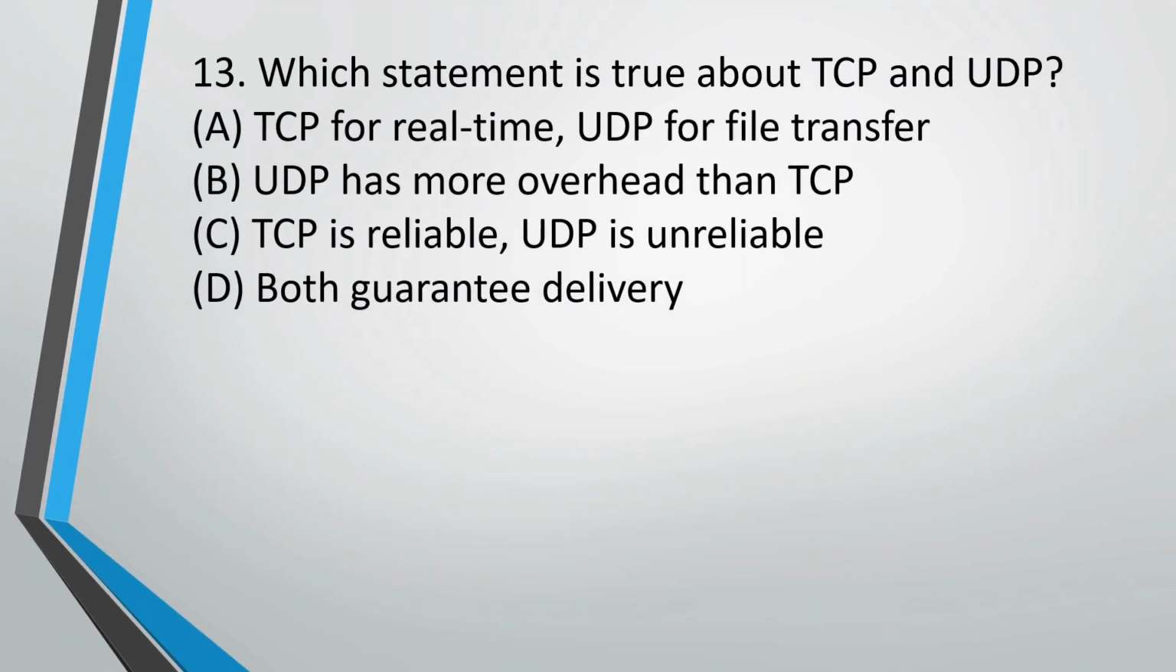And the next question is: which statement is true about TCP and UDP? Options are TCP for real time, UDP for file transfer. UDP has more overhead than TCP. TCP is reliable, UDP is unreliable. Both guarantee delivery. And the correct option is C, TCP is reliable but UDP is unreliable.